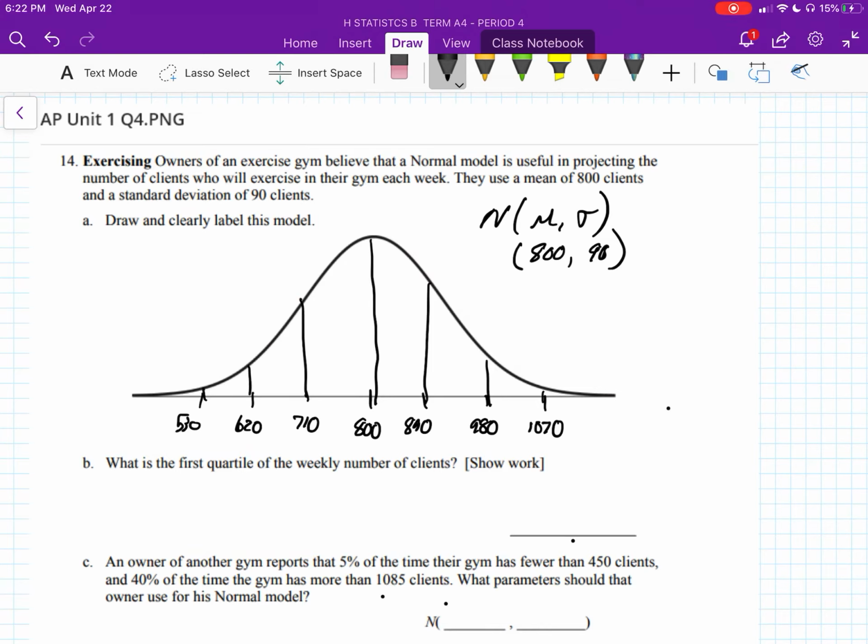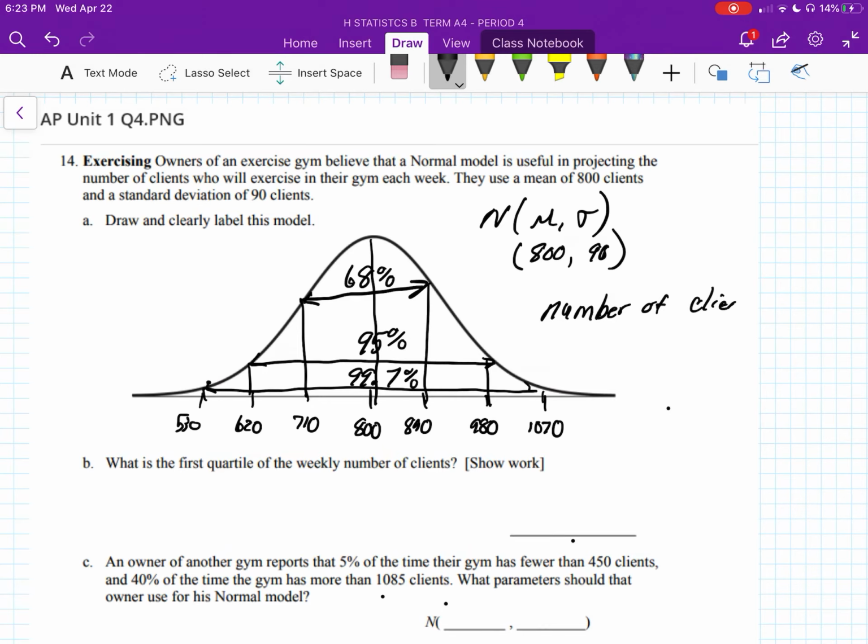And then when you're drawing a model, they just want you to show the empirical rules. So in this case, sounds like Harry Potter, doesn't it? The Imperius Curse. 68%. That was for Jose. And between 2 standard deviations is 95%, and any of the rest of you that love Harry Potter, as I do, and 99.7%. Right? That's all you'd have to show. And then we'd also have to label what it represents, and this represents the number of clients. The rest of this question is just using the calculator.